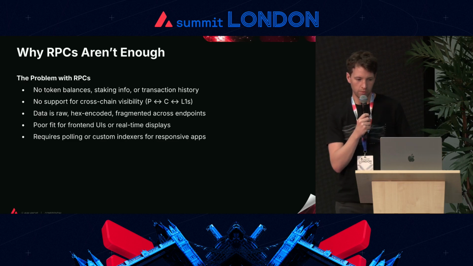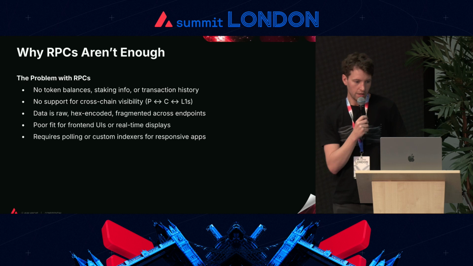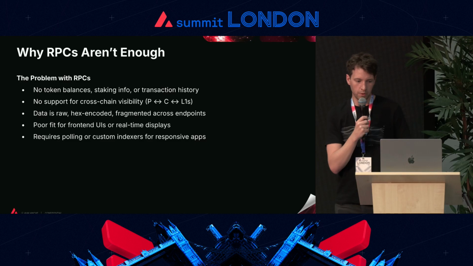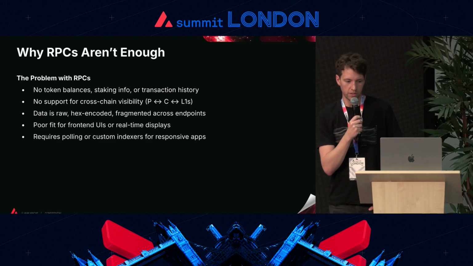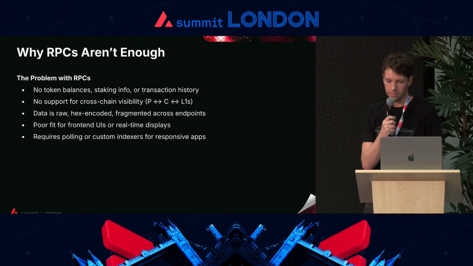Cross-chain activity, like moving funds from the P to the C chain, is also incredibly difficult to trace with RPCs alone. And even for the data you can surface, RPCs return hex that's slow and fragmented, forcing developers to handle decoding and stitching together the data themselves. This ends up forcing most teams to run their own indexers just to get started. That takes time, engineering effort, and adds a layer of operational complexity to simply building on-chain.